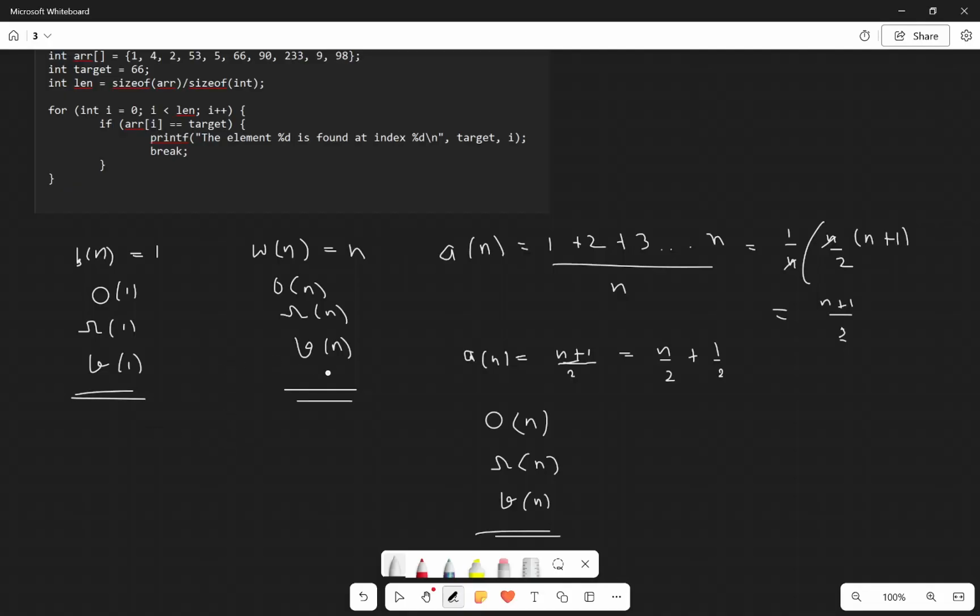So what you do, you take each case and then you create a function. In this situation it was b(n) equals 1. For the worst case it was w(n) equals n, and for the average case it was n divided by 2 plus half, 1 divided by 2. So you create a function and then you analyze that function using those three notations. All right, so that's how you analyze the algorithm.